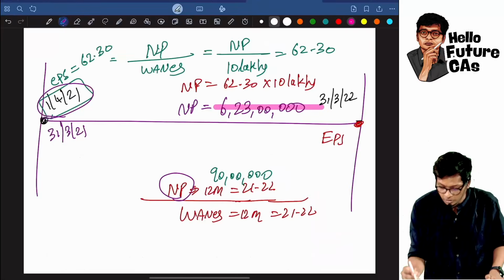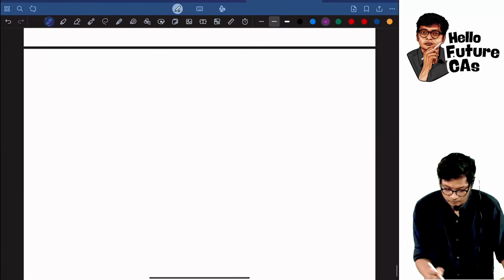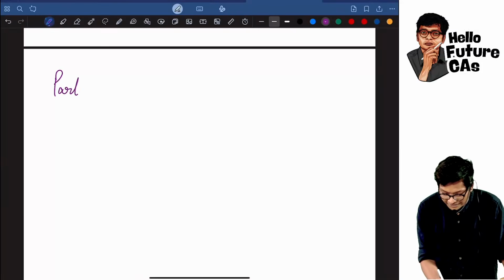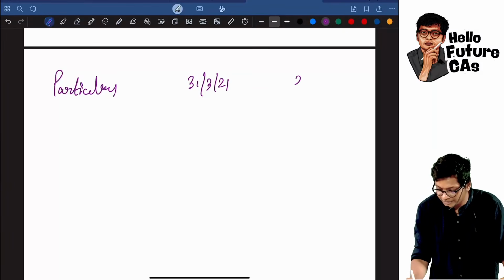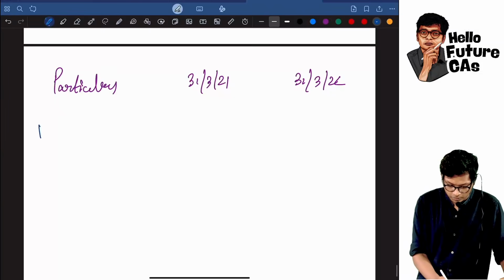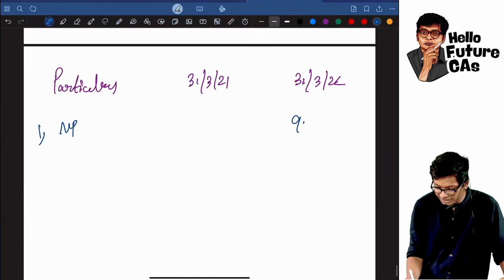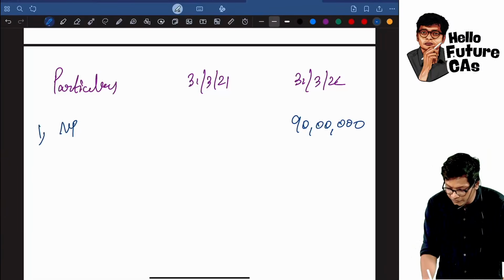So now, if I prepare this in the exam, how will I prepare it? Particulars: 31st March 21, 31st March 22. Both years I need net profit. This one they gave in the question as 90 lakhs. This one we found now. How much? 6 crores?